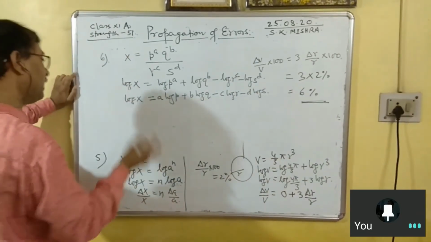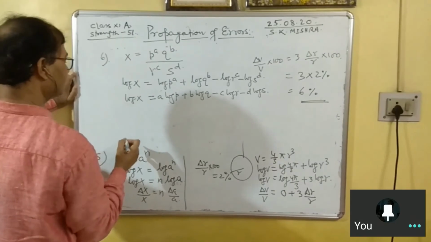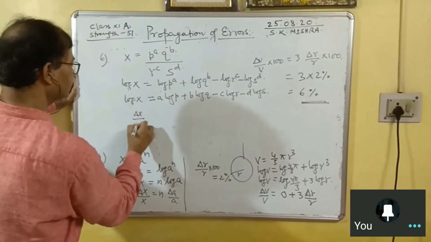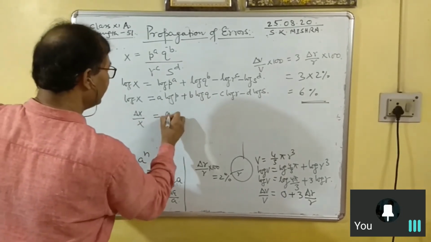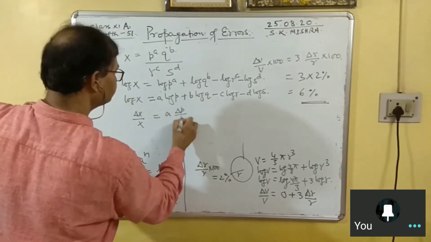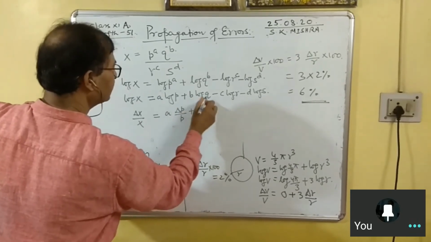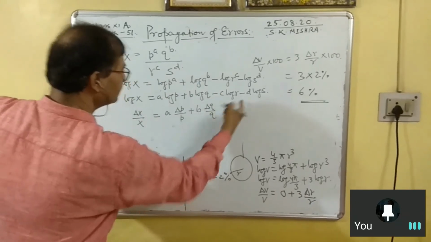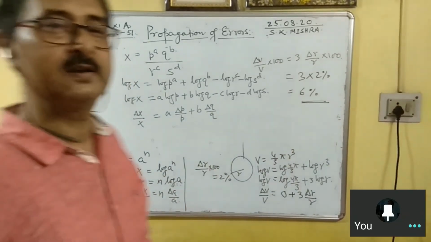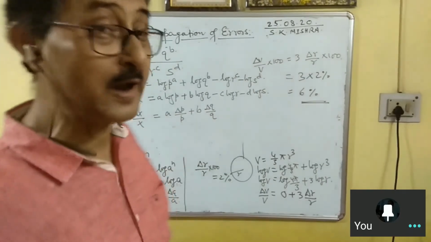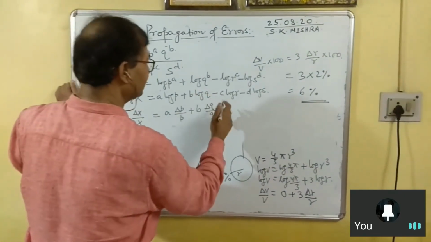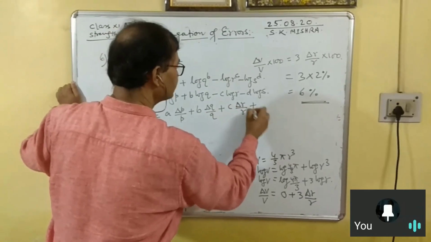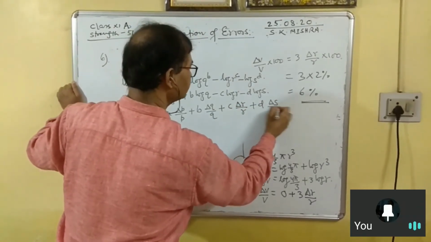Okay, now differentiate both LHS and RHS. Differentiation of log x is delta x by x. And this side it is a delta p by p plus b log q delta q by q. And then wherever there is minus, make it plus, because error will never be subtracted. Keep it in mind. So this negative will be written as positive. C delta r by r plus d delta s by s.